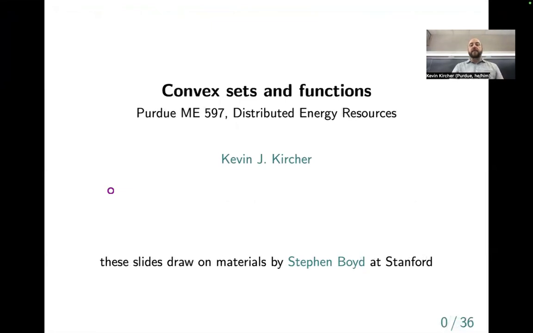Right, so today's lecture is about convex sets and functions. Here I'm drawing on materials from a textbook called Convex Optimization by Stephen Boyd, and I think his co-author is named Vandenberghe, at Stanford and UCLA, respectively. Stephen Boyd's website, which you can follow the link to, has lots of materials, both videos and slides and a textbook. They're all freely available there. So if you want more detail on what we're talking about today, you can find it there.